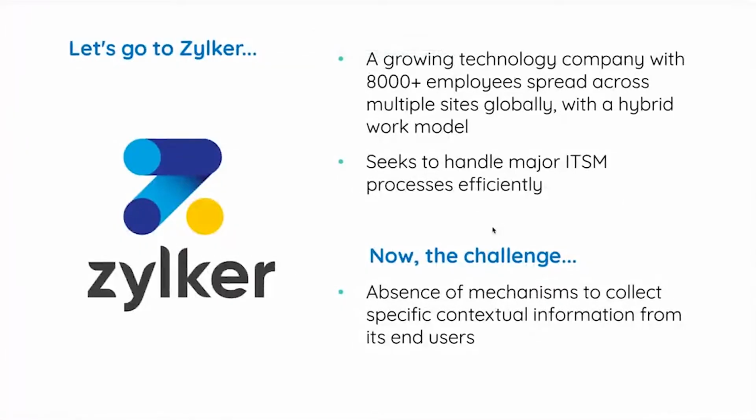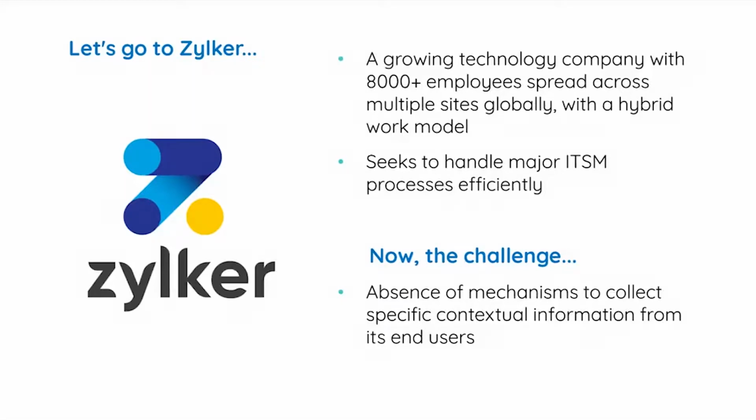So, Zilker is a growing technology company with 8,000 plus employees spread across multiple sites, and they've adopted a hybrid work model. Now, Zilker is looking to handle its ITSM processes efficiently. But so far, Zilker has been dependent on legacy tools such as Excel sheets or even emails to meet its ITSM needs. Now, the problem with these legacy tools is that there is no way to collect information contextually.